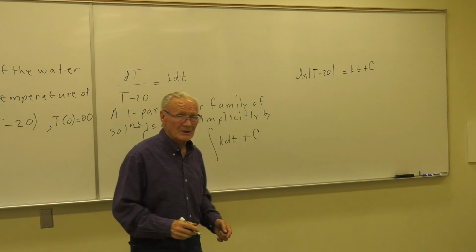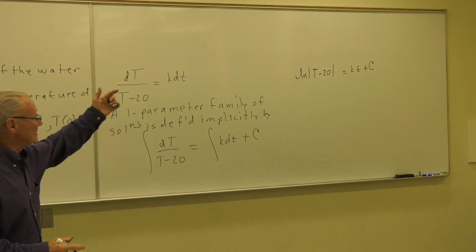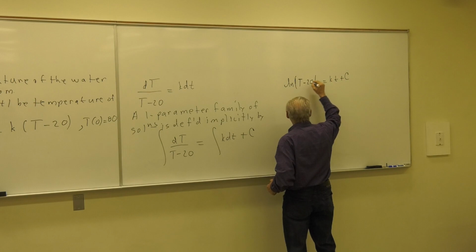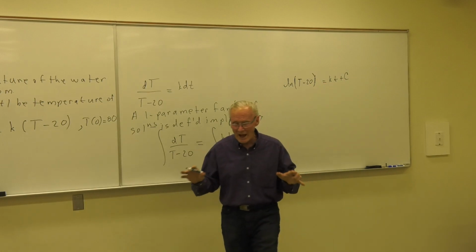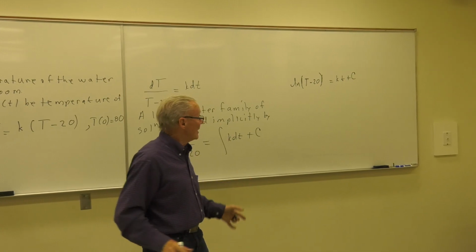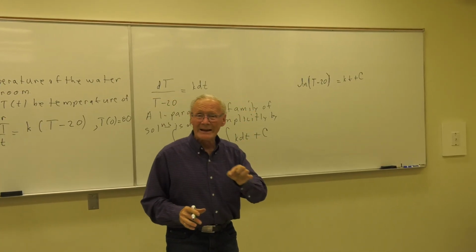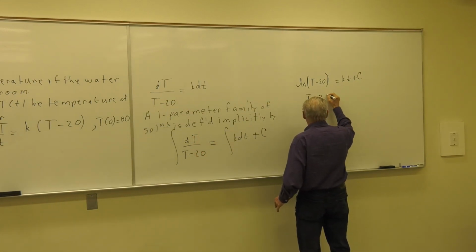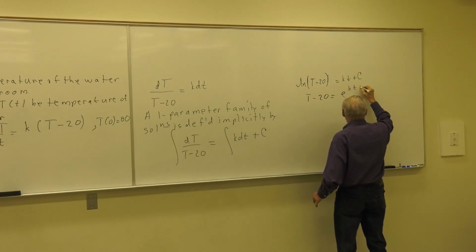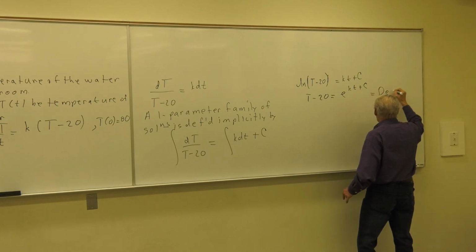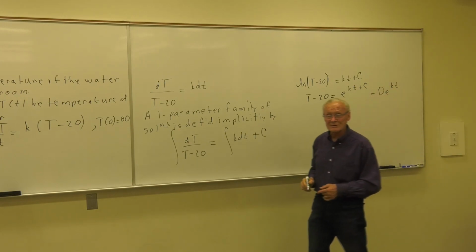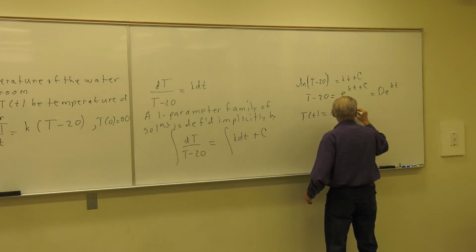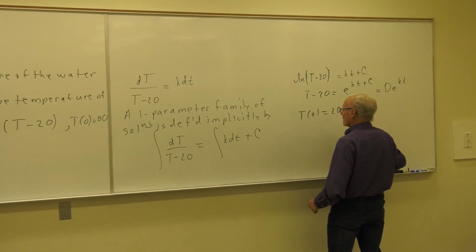Do I need the absolute values? Not really, agreed? Because T is always going to be bigger than 20, so I really don't need those absolute values. I could replace them with parentheses. You don't have to. I'm going to get the same answer whether I do or don't. So my solution for big T is defined implicitly by this. I want it explicitly. I'm going to exponentiate: T minus 20 equals e to the kt plus c. I'm going to write that as d e to the kt, like I did in a previous example. And now solve. T of t is equal to 20 plus d e to the kt.